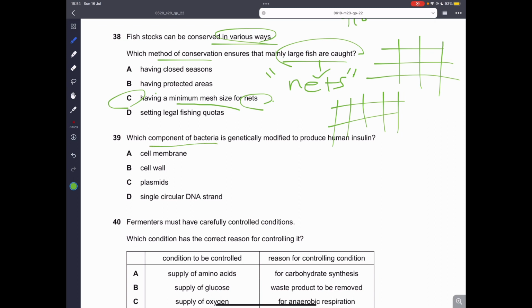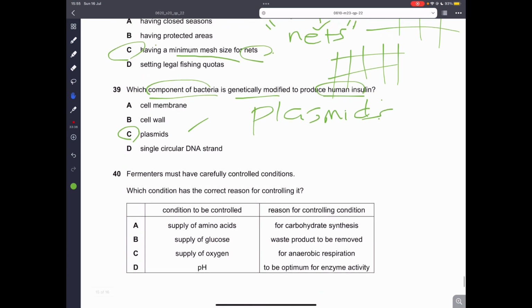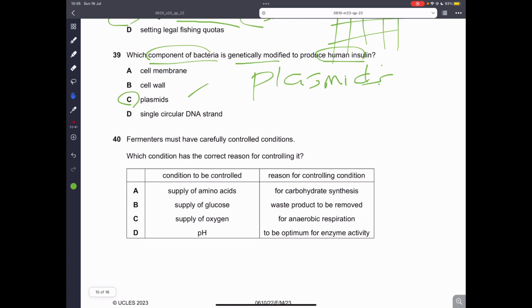39. Which component of bacteria is genetically modified to produce human insulin? The component of bacteria we use is the plasmid, and because they are extra DNA of the bacteria, we can modify them and insert the human insulin gene inside there and let it produce insulin for us.